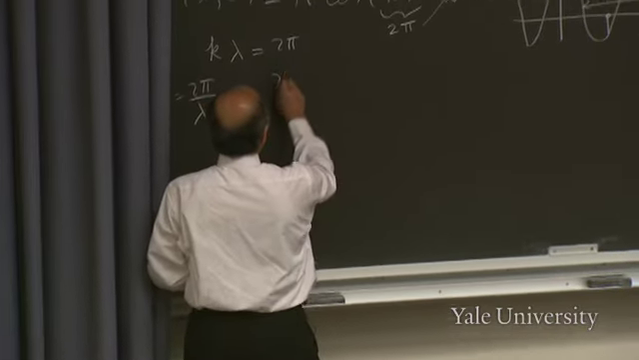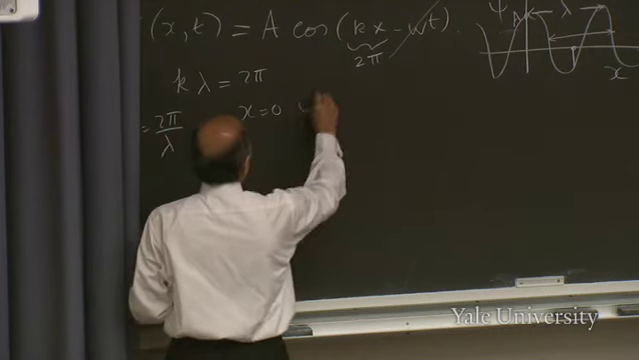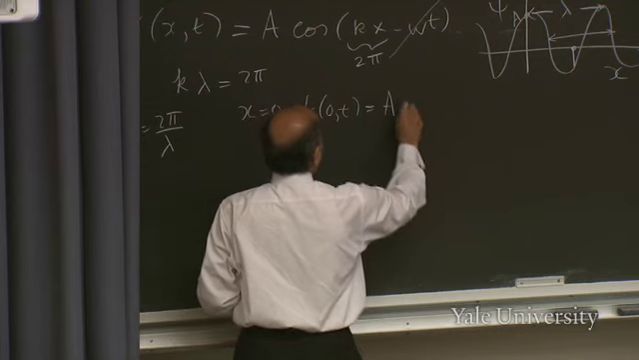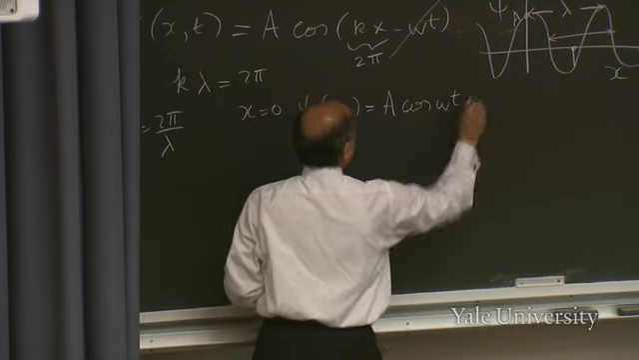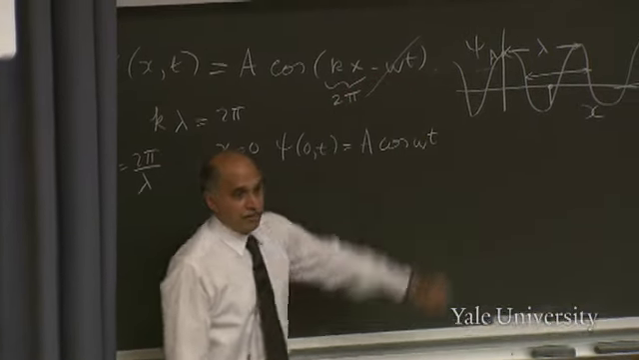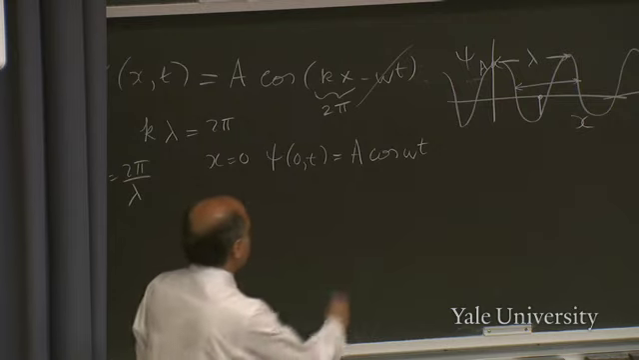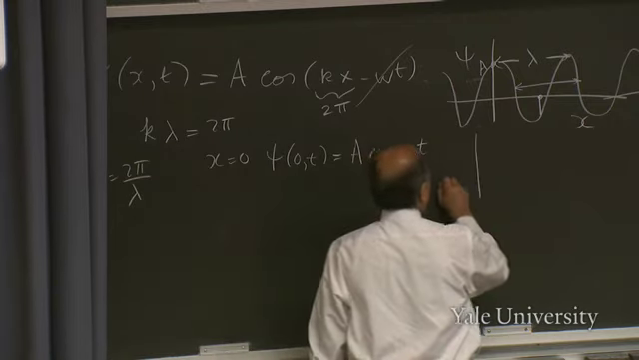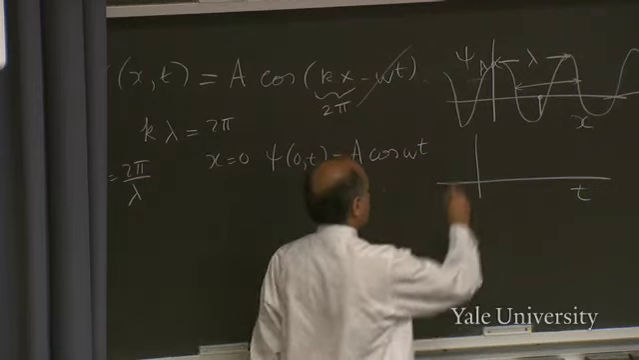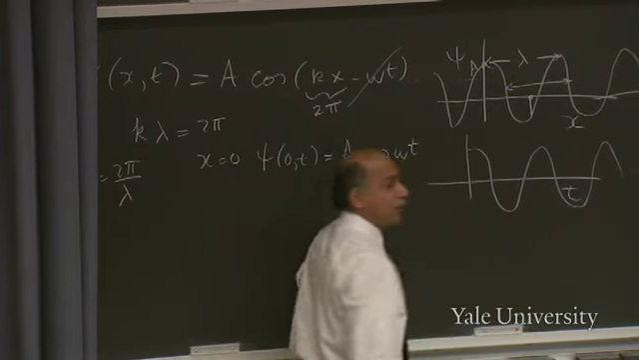So I pick some location. I pick x equal to 0 for convenience. Then psi at x equal to 0 as a function of time looks like a cosine omega t. I didn't miss the minus sign. For a cosine, it doesn't matter if you change the angle to minus the angle. So plot the same graph now, this time as a function of time, and ask what happens. Well, you start with the maximum, and you bob up and down.